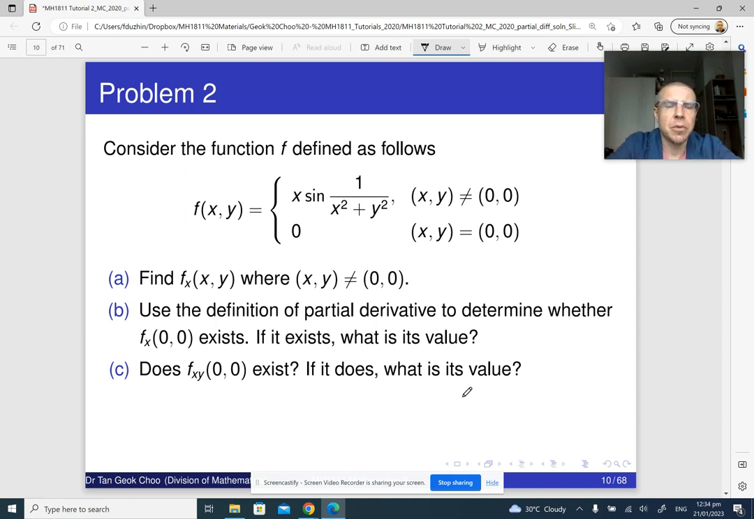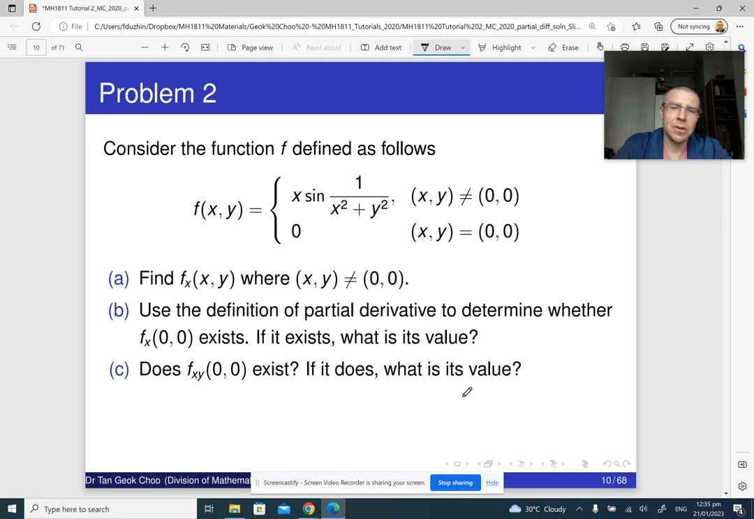All right, here is problem 2 from tutorial 2. Here we have a function that is defined by a piecewise formula. Why does it have to be defined by a piecewise formula? Notice that at all points except at (0, 0), the formula is x times sine of 1 over x squared plus y squared. But at (0, 0), we just define it to be 0. So why do we have to do it?